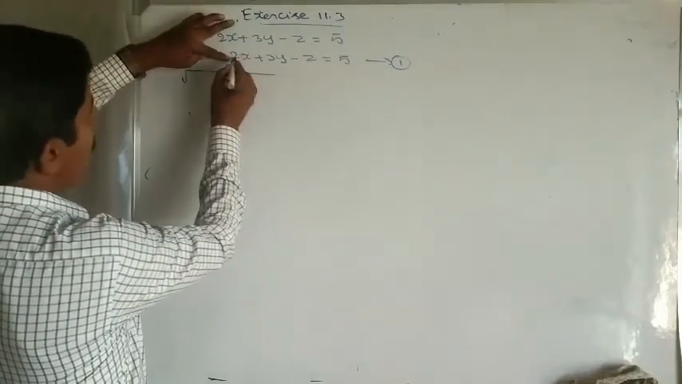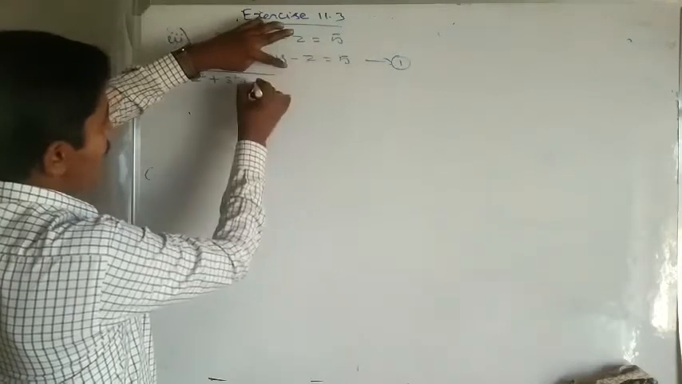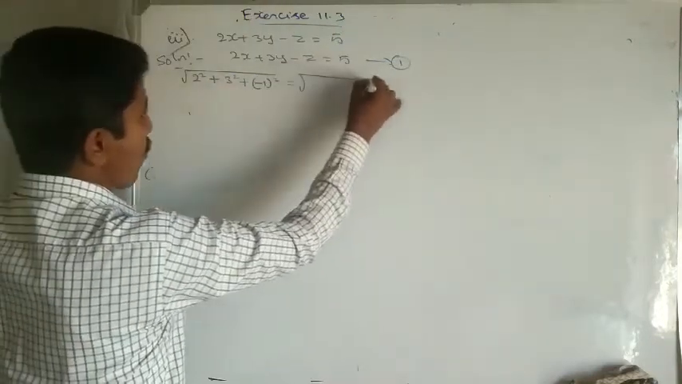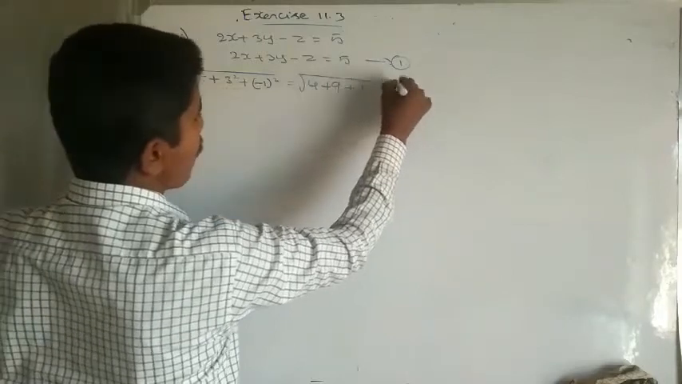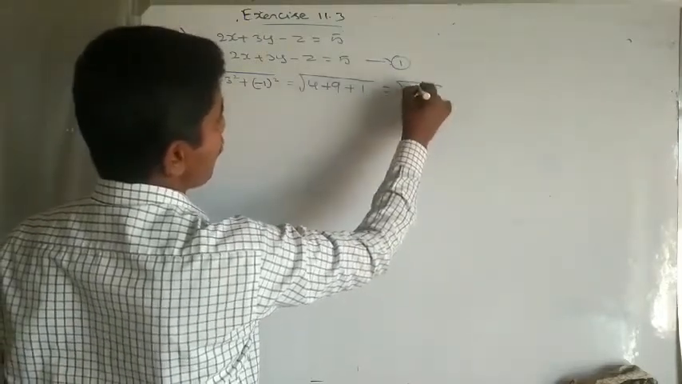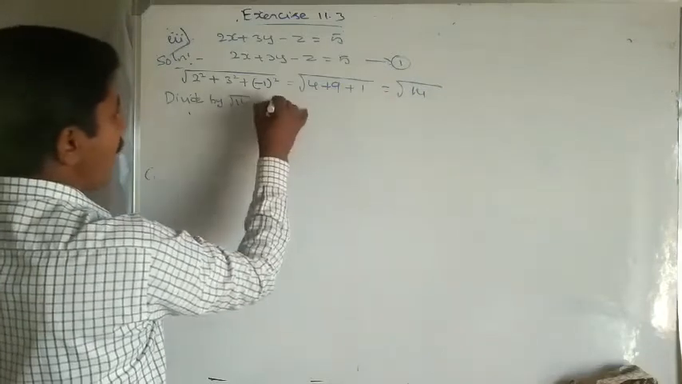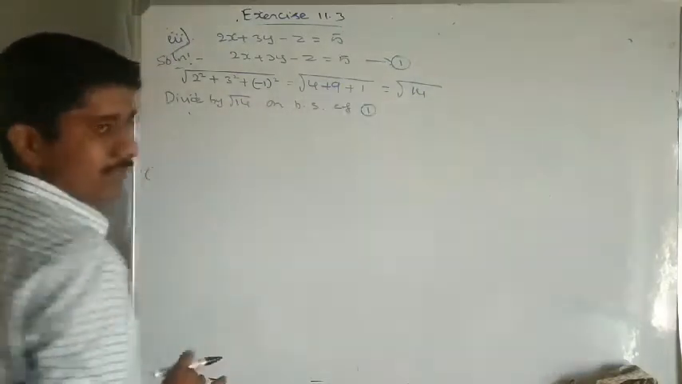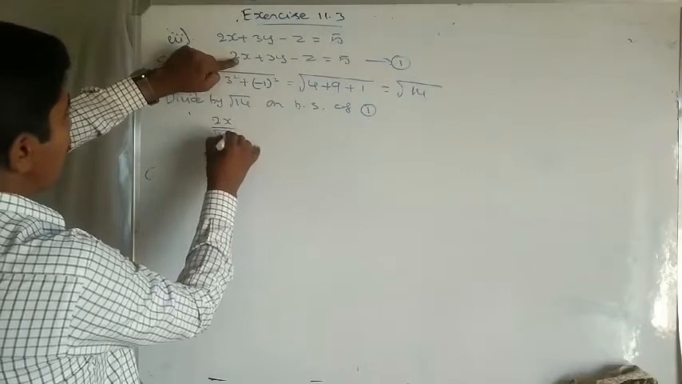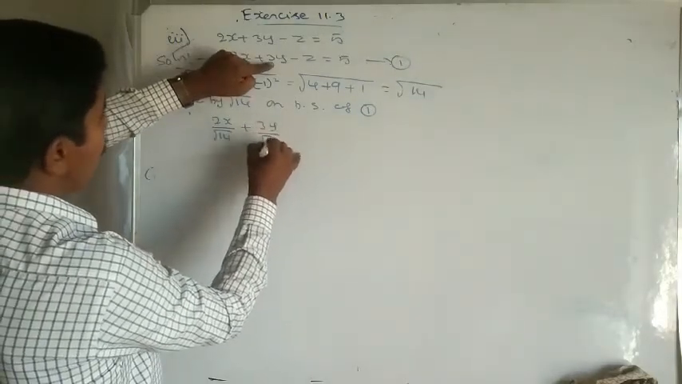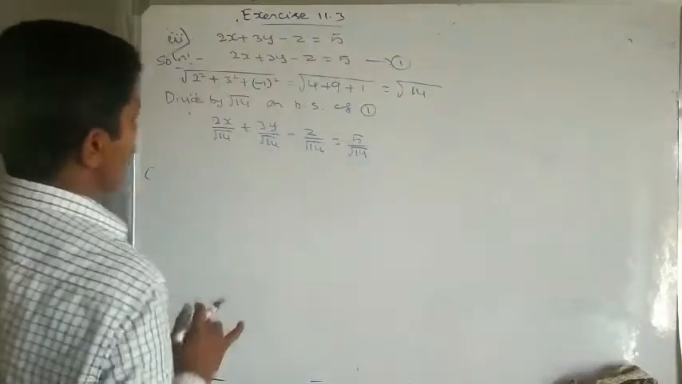Square root of x coefficient 2 square plus y coefficient 3 square plus z coefficient minus 1 whole square, which is equal to square root of 2 square 4 plus 3 square 9 plus minus 1 square 1, which is equal to square root of 9 plus 1 is 10, 10 plus 4 is 14. Divide by root 14 on both sides of equation 1. 2x divided by root 14, 3y divided by root 14, minus z divided by root 14 is equal to 5 by root 14.